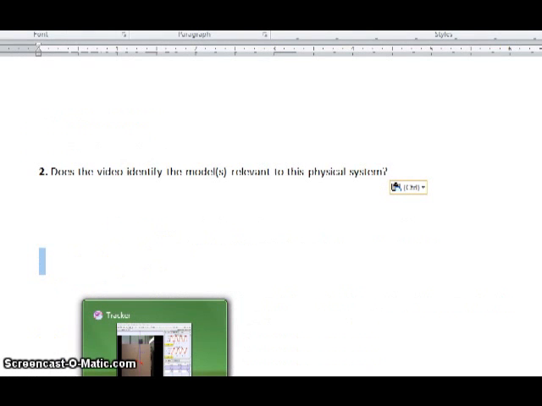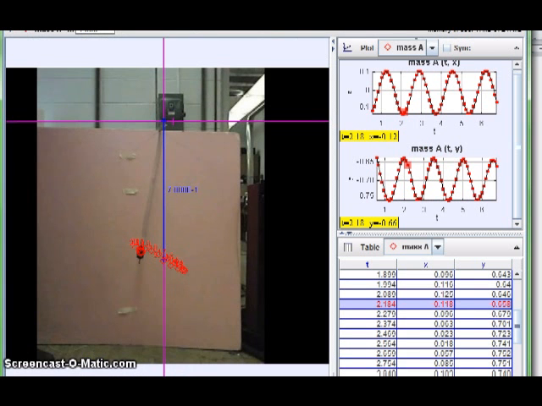For question 2, does the video identify the model as relevant to the physical system? We want to look at Tracker. So here is the system that we have going. It includes the mass and the spring. The spring starts here and goes down here. And the mass weighs 0.402 grams. And the length here is 0.7 meters. And I used the calibration stick to do that.